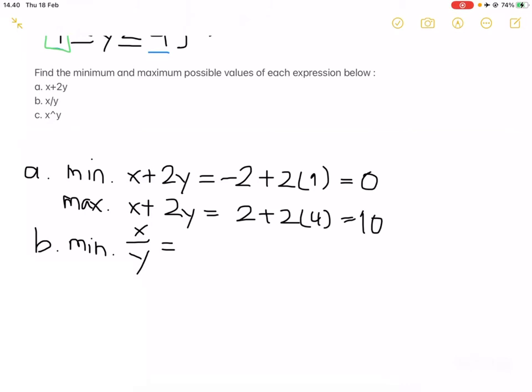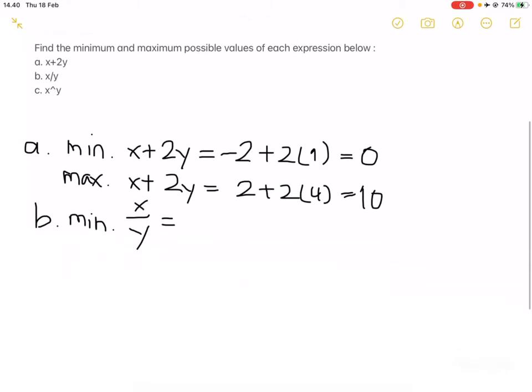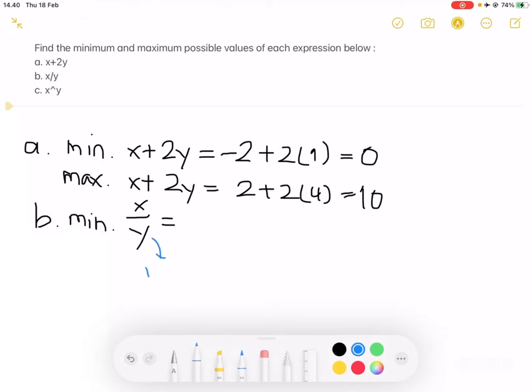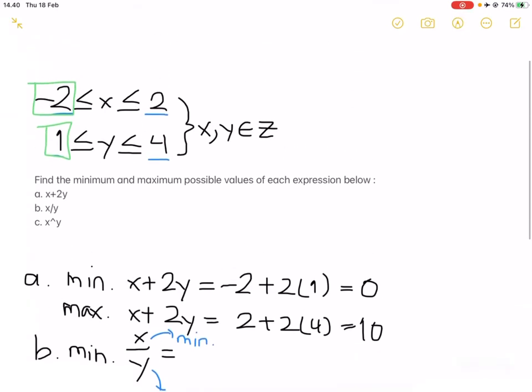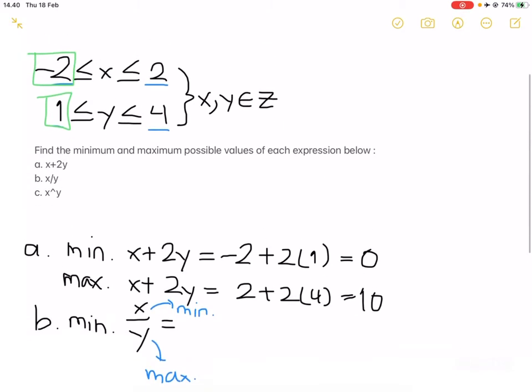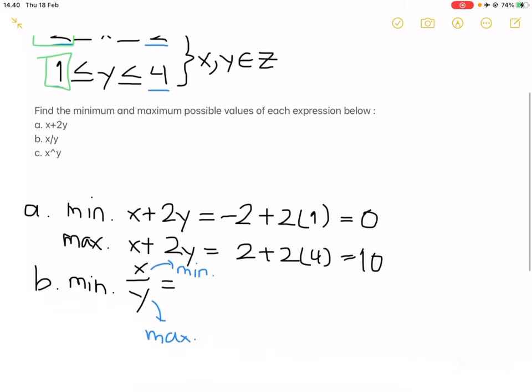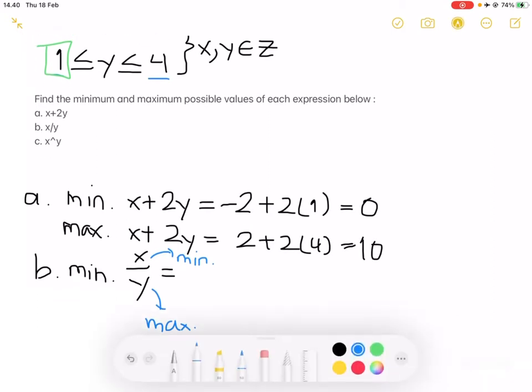So notice that the minimum of x over y occurs when y is maximum and x is minimum. So in this case, we need to choose our lower bound as our x value and our upper bound as our y value. So in this case, it will be negative 2 over 4, which is just negative a half. And sometimes if you don't know the types of the minimum and maximum values of certain expressions, you can just do some trial and error.